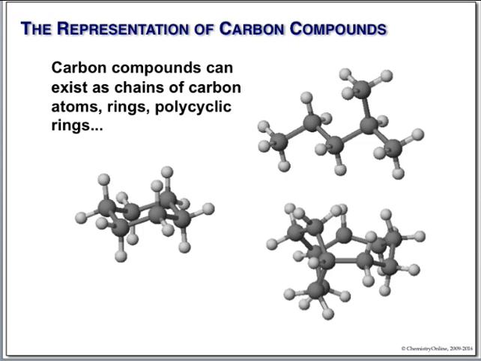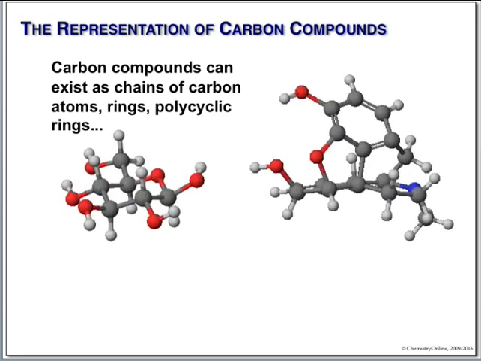Over here we have a more complex structure. Here we have a 1, 2, 3, 4, 5, 6, 7 carbon ring with another ring built in that's 1, 2, 3, 4, 5, 6. So this is a bicyclic alkane. The structures of carbon compounds can be very, very complex.